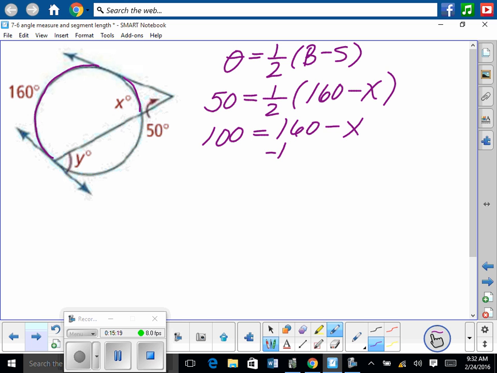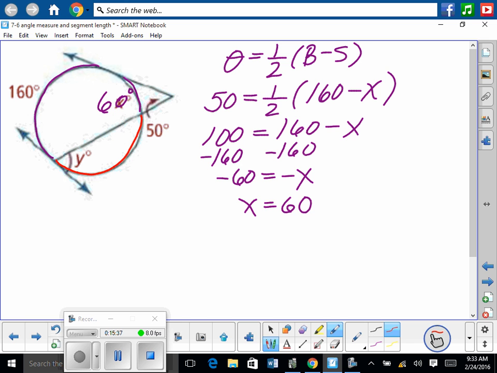Then we subtract 160 from both sides. Negative 60 is equal to negative x. So x is equal to 60. Okay, so we know that x is 60. I'm going to put that in because I'm going to want to use it. Now, can we find this arc? 360 minus 160 minus 60, and we get 140. Well, if that's 140 degrees, and we have an inscribed angle, isn't an inscribed angle half of that amount? So it would be 140 divided by 2, because that's an inscribed angle, so you get 70 degrees.